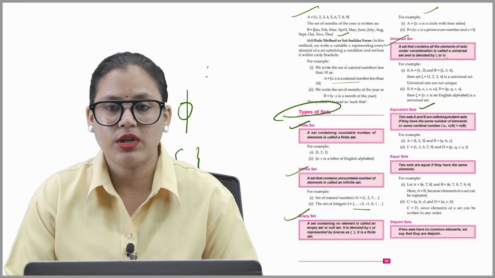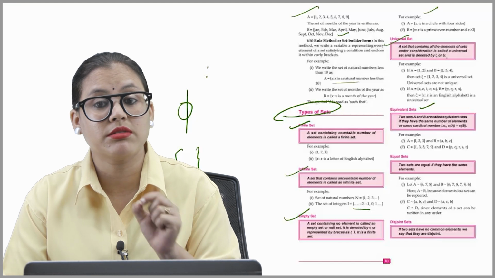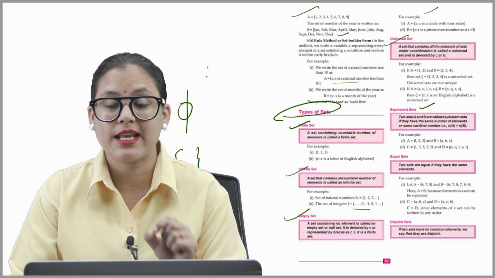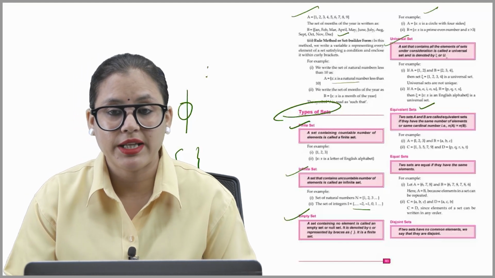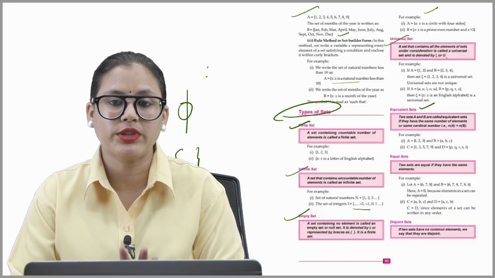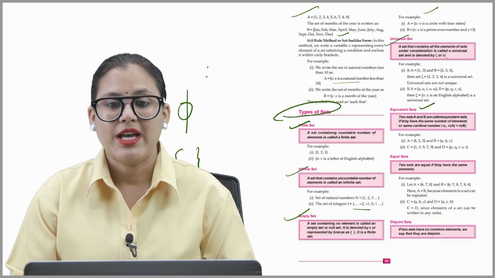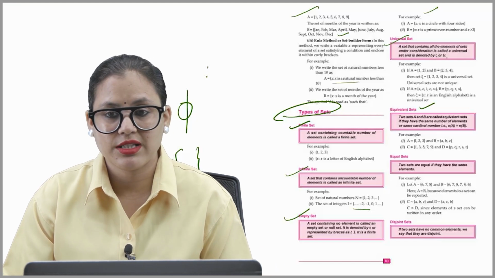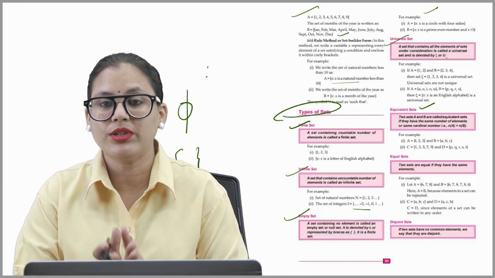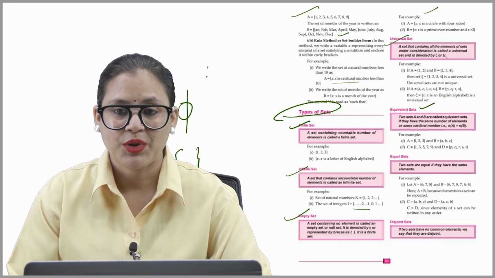Two sets A and B are called equivalent sets if they have the same number of elements, or the same cardinal number. That is, n(A) = n(B). For example, A = {1, 2, 3} and B = {a, b, c}. Both have the same number of elements. C = {1, 3, 5, 7, 9} and D = {p, q, r, s, t}. Both have the same number of elements. So these are equivalent sets.